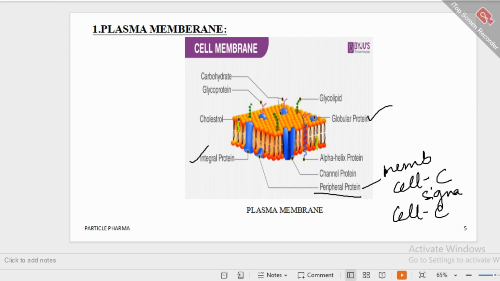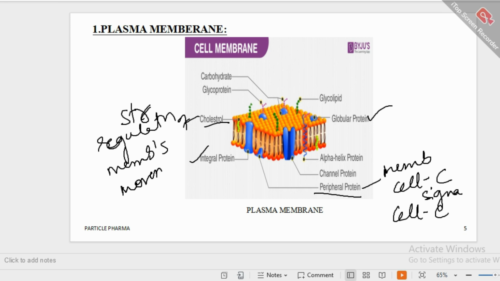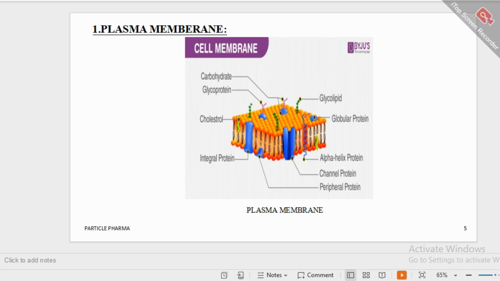Next is the cholesterol molecule. It helps in the formation of structure and regulation of membrane movement. So the cholesterol molecule is completed, integral protein completed, globular protein completed, and peripheral protein completed.